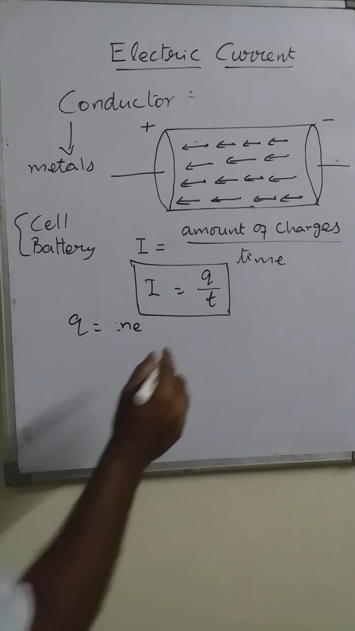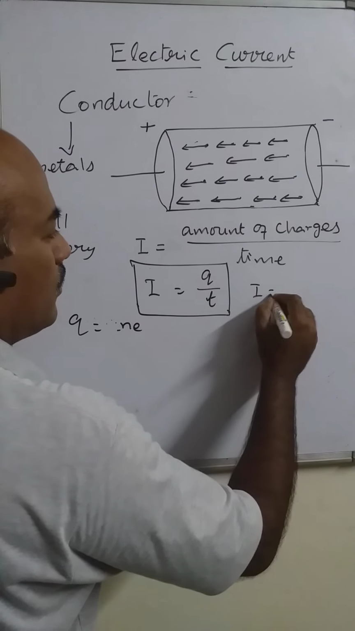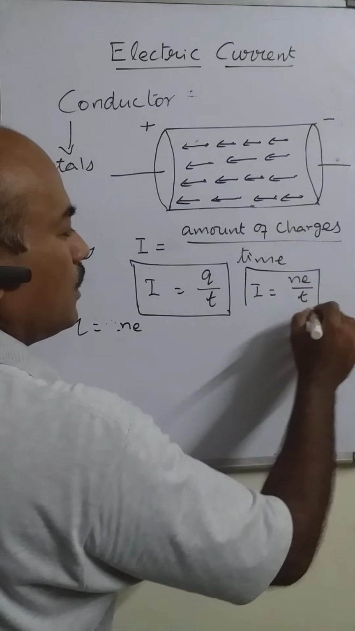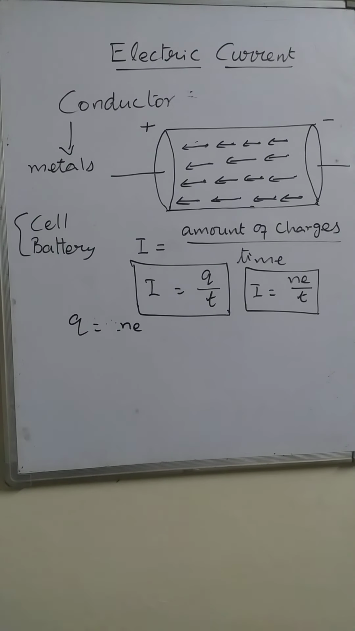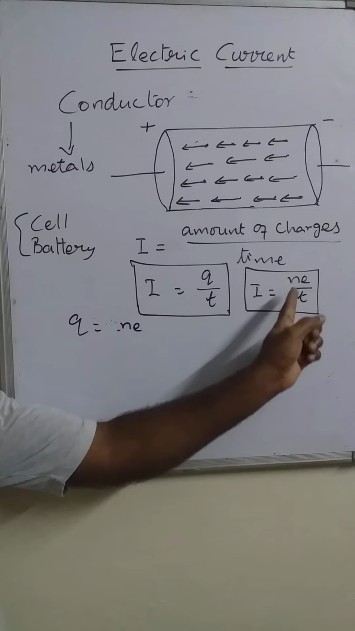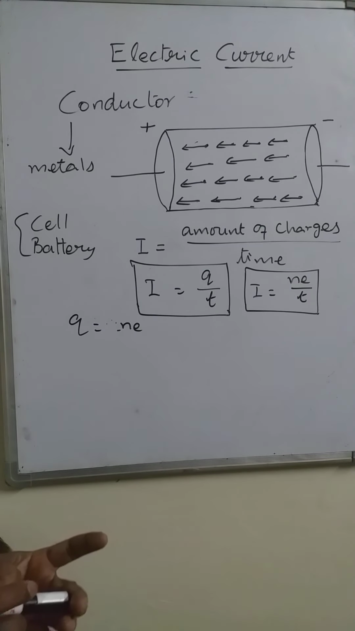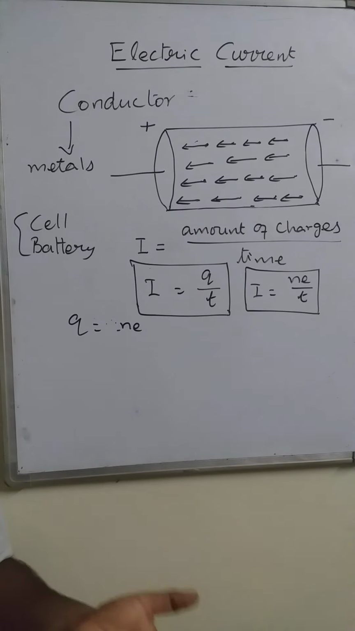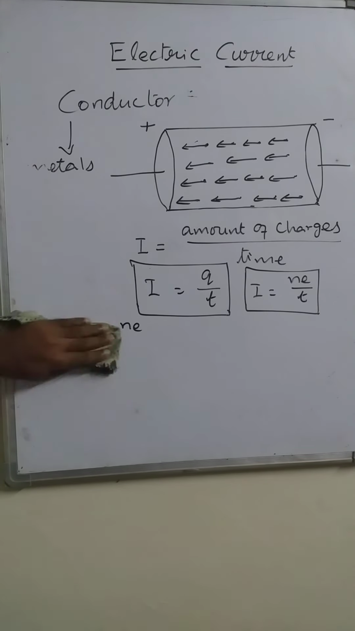So this formula can be changed as I equal to N E upon T. This is also one of the formulas for electric current in terms of basic quantities. So by getting the number of electrons and the time for which the electrons are flowing through the conductor, we can calculate electric current also. So this is the basic formula for electric current.